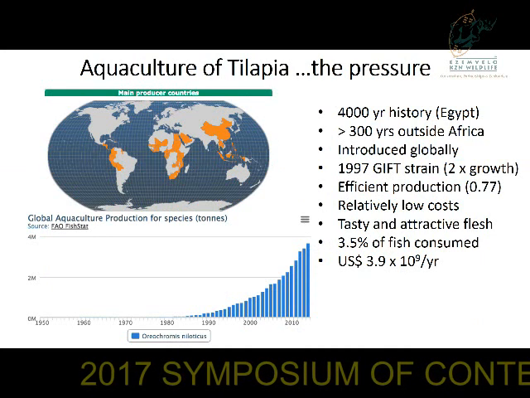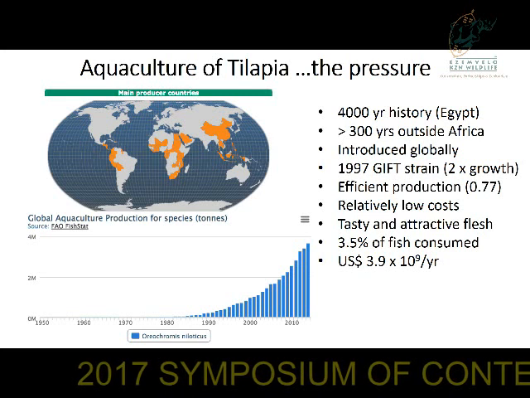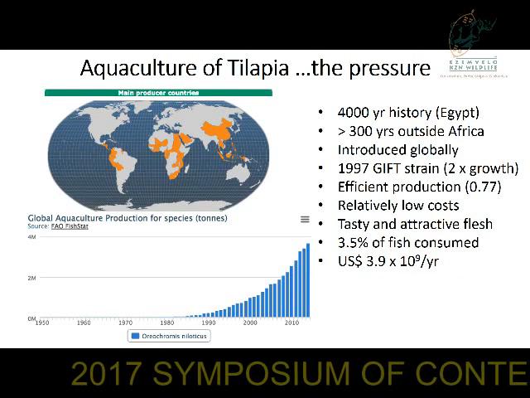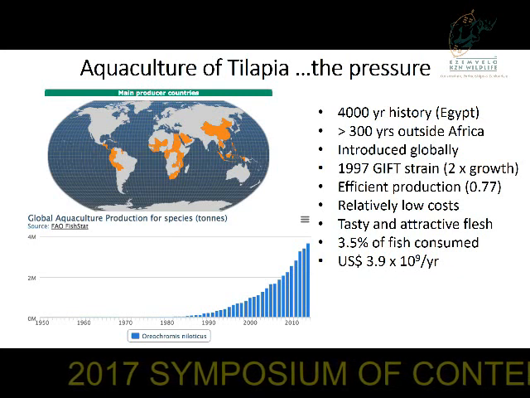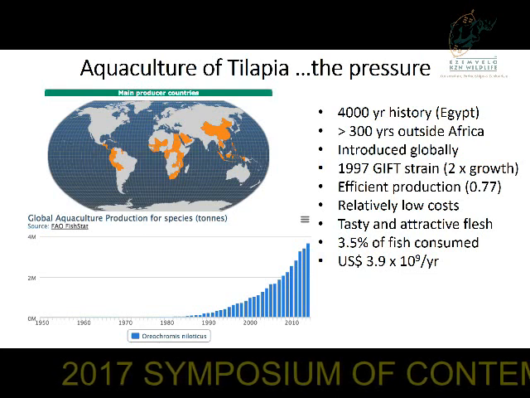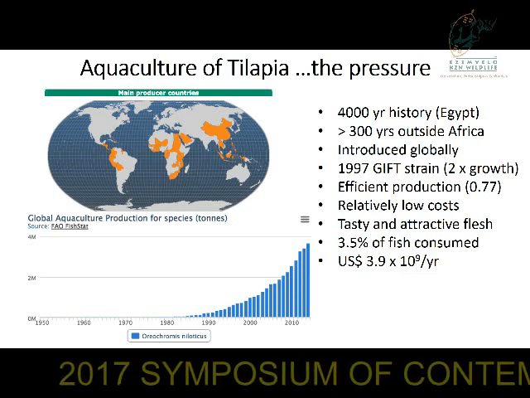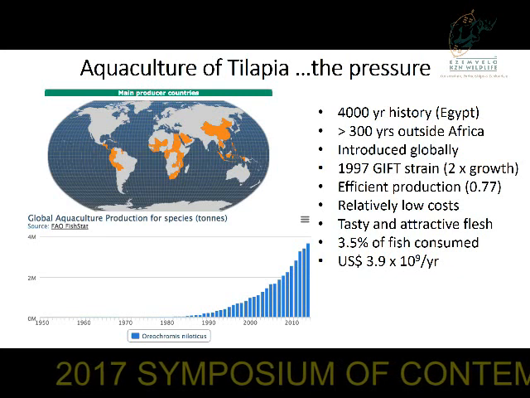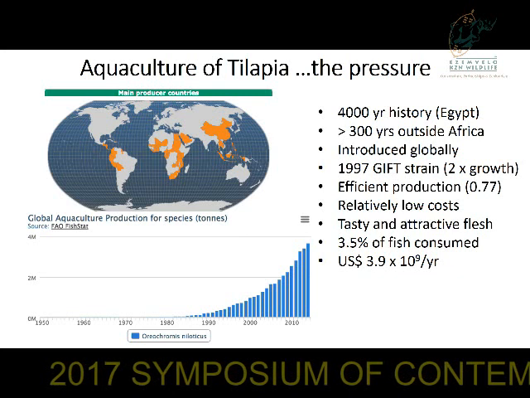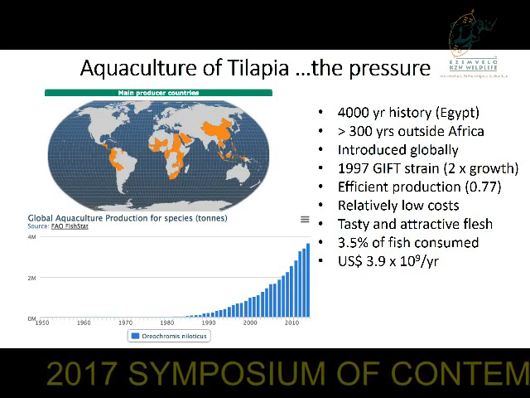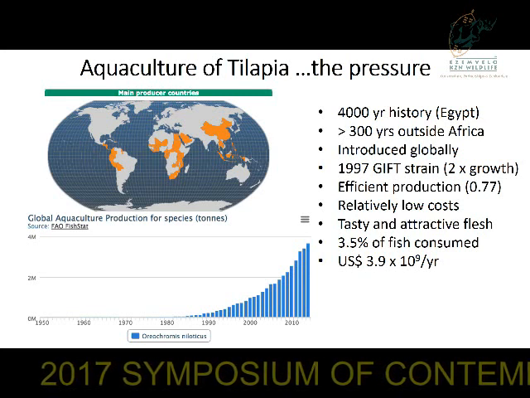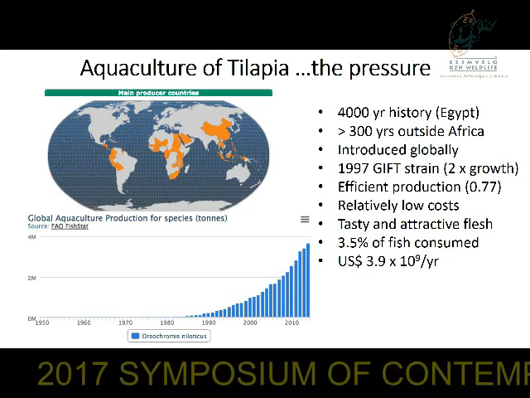So where does the pressure come from? It comes from fish farming, as I've said about 3 times already. There's a long history of farming Nile tilapia. It was farmed by the Egyptians. It was introduced outside of South Africa to Southeast Asia, I think by the Portuguese, maybe also the Spanish, but it was introduced over 300 years ago into places like the Philippines and Indonesia. That accelerated in the 20th century, and essentially it's introduced into systems worldwide.